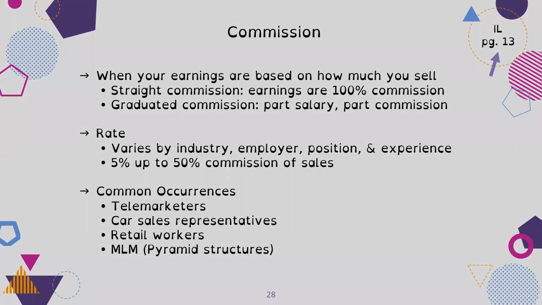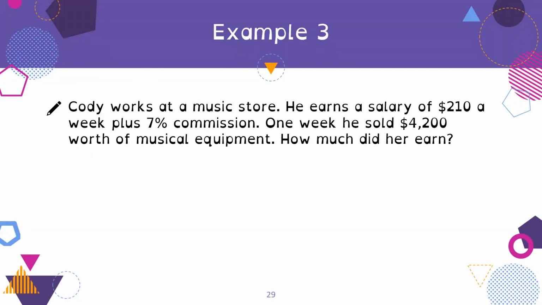All right, so let's look at an example of how we calculate commission. So Cody works in a music store. He earns a salary of $210 a week plus 7% commission. So 1 week he sold $4,200 worth of musical equipment. So how much did he earn in that week?